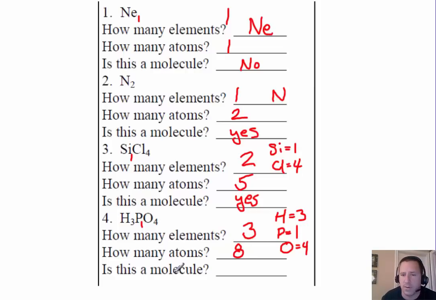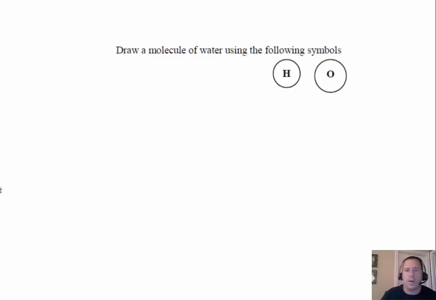And is this a molecule? Once again, is it more than 1 atom bonded together? Yes. Alright, so let's draw a molecule of water using these symbols. Sometimes scientists will choose to use symbols to represent how the actual atoms bond together and what they look like. So what do we know the formula to be for water? It's H2O.